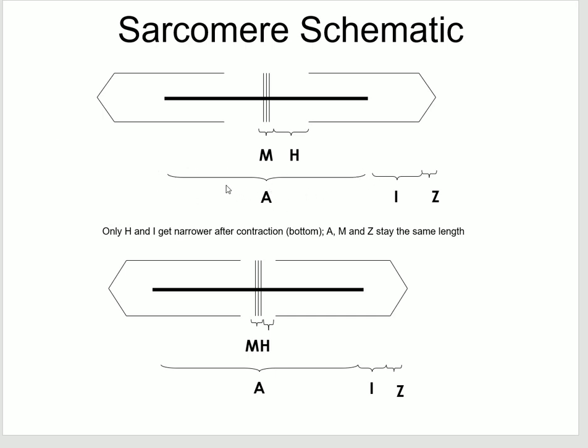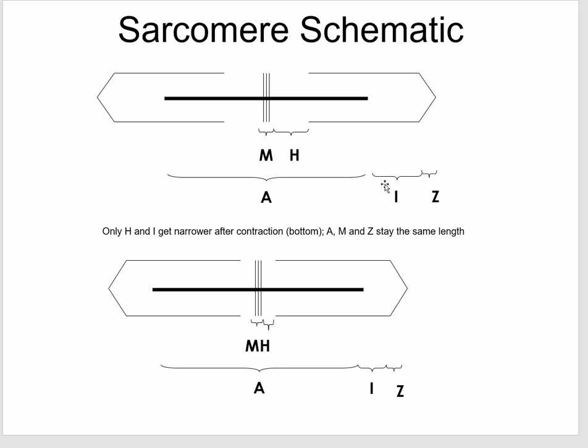An A band starts from one end of a thick filament to the other end of a thick filament. And that thick filament, because it's thicker than a thin filament, creates that dark stripe that's associated with an A band. An I band gives you a light stripe.